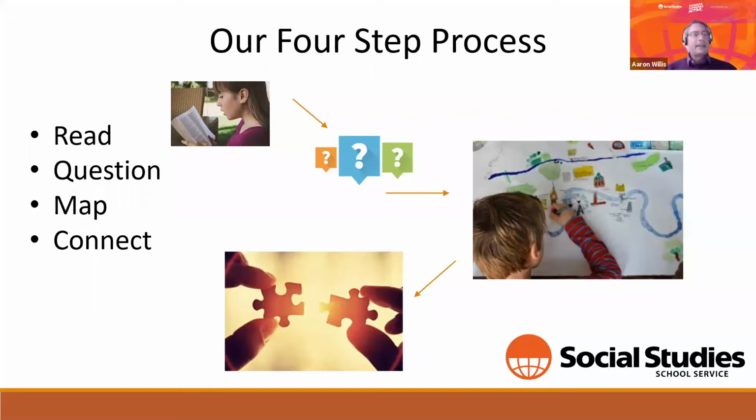And then finally, the last one, connect. Can we connect something that they're learning to the contemporary world, to the world around them? Even if we're learning something from history, why does it matter to me, high school student A in such and such a high school or middle school? What's the meaning of this, and how can it help us understand what's going on today? So that's really the four-step process: read, question, map, and connect. And we're going to model that for you this morning.